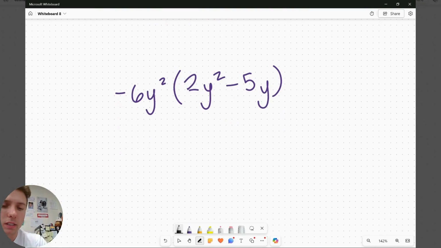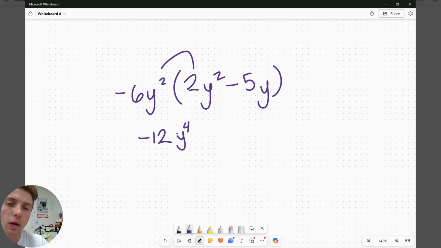This next problem here, same idea. Take what's in front of your parentheses, distribute. Negative 6y squared times 2y squared. Multiply the numbers in front, you get negative 12. Y squared times y squared, though, if you have a variable and you multiply it, multiplying variables tells you to add the exponents. So y squared times y squared, add those 2's together, giving us y to the 4th.